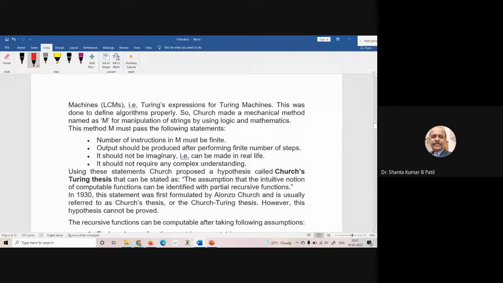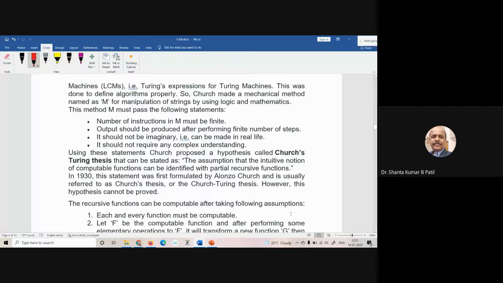Using these statements, Church proposed a hypothesis called the Church-Turing thesis, which can be stated as the assumption that the intuitive notion of computable functions can be identified with partial recursive functions. In 1933, this statement was first formulated by Alonzo Church and is usually referred to as Church's thesis or the Church-Turing thesis. One or two times a question has been asked on the Church-Turing thesis. Just write this description only.